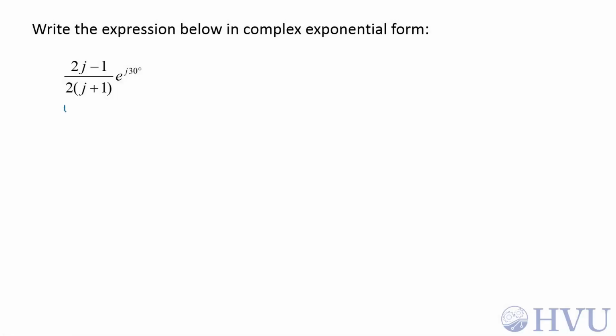We're given this mathematical expression that consists of three complex numbers: 2j minus 1, which is in rectangular form, 2 times the quantity j plus 1, which is also in rectangular form, and e to the j 30 degrees, which is in polar form. We want to simplify this expression to provide it as a single number in complex exponential form.